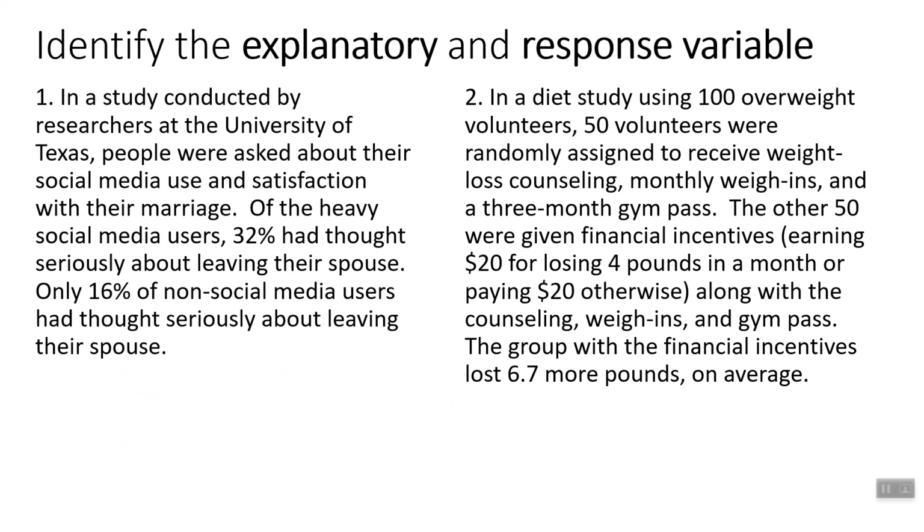So the first one here, in a study conducted by the researchers at the University of Texas, people were asked about their social media use and satisfaction with their marriage. Of the heavy social media users, 32% thought seriously about leaving their spouse. Only 16% of the non-social media users had thought seriously about leaving their spouse. All right, so we've got to figure out what's our explanatory variable, what's our input here, and what is the response? What's the output here?